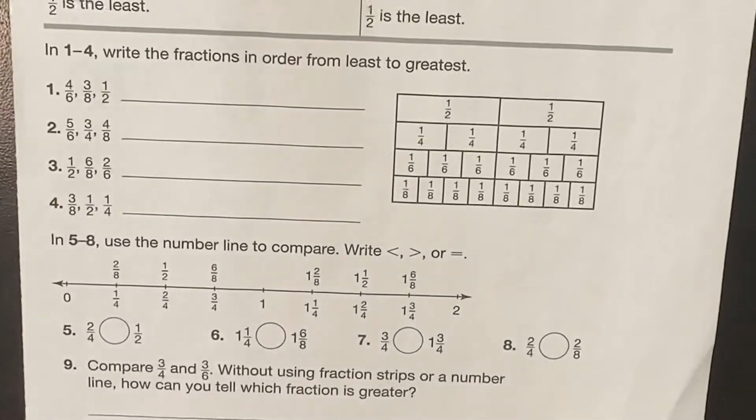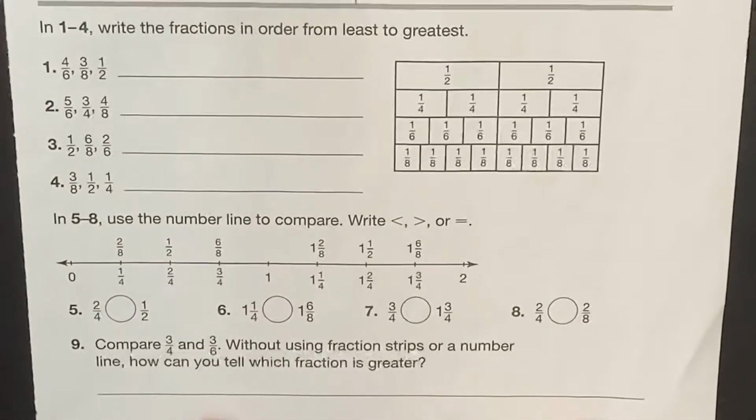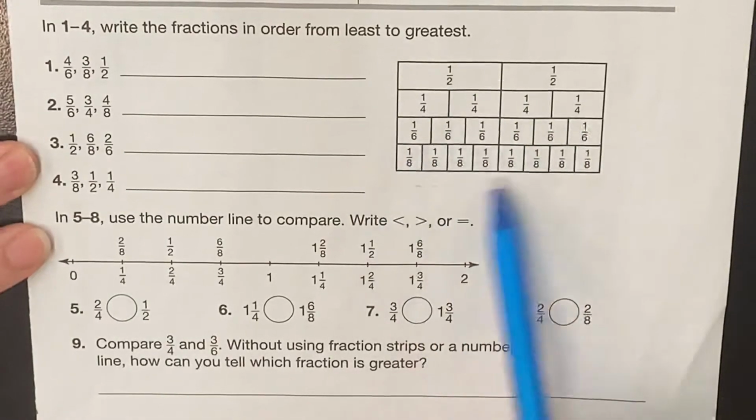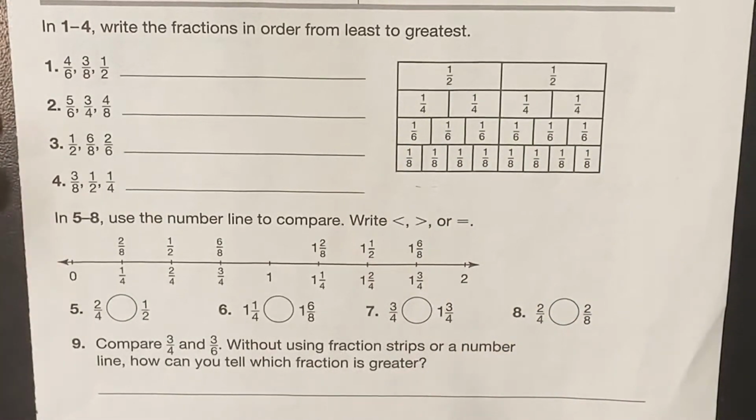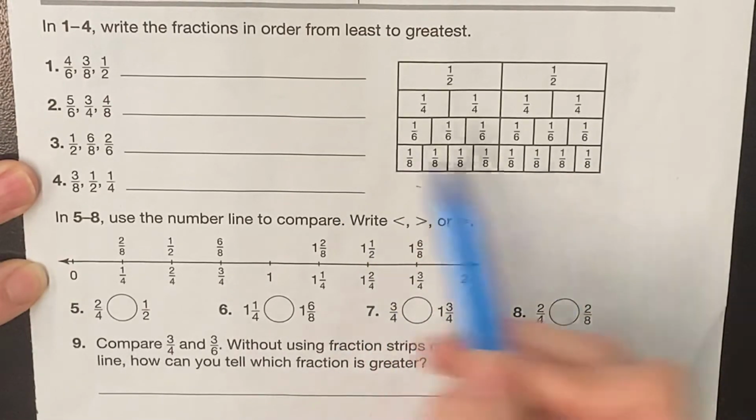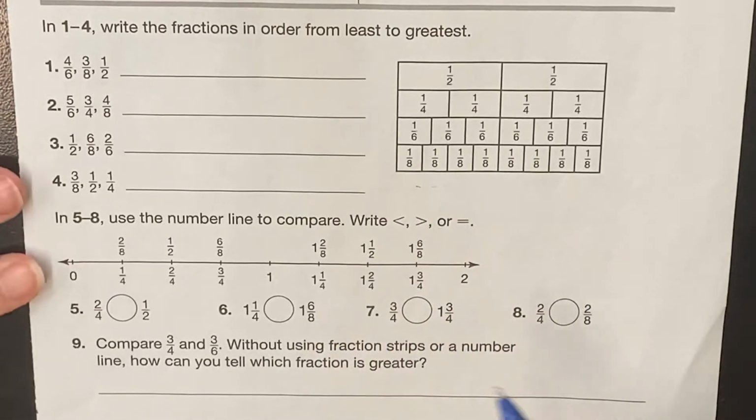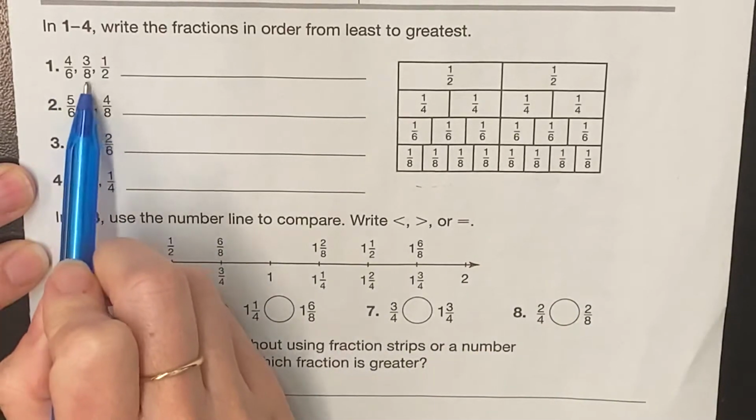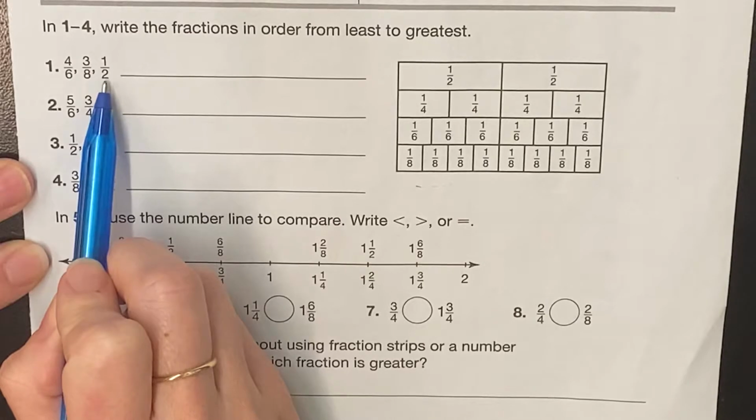Okay, let's go to numbers 1 through 4. We are going to write the fractions in order from least to greatest, using these fraction strips. Now you might want to use your pencil and shade them in lightly and then erase to be able to do this easily, or you may not, and that's fine too. We're going to look at 4/6, 3/8, and 1/2.